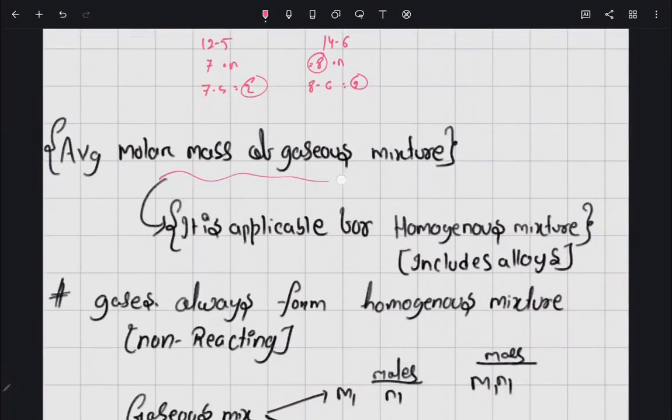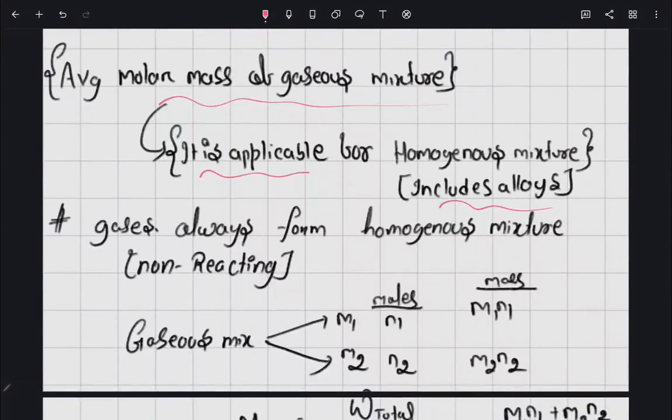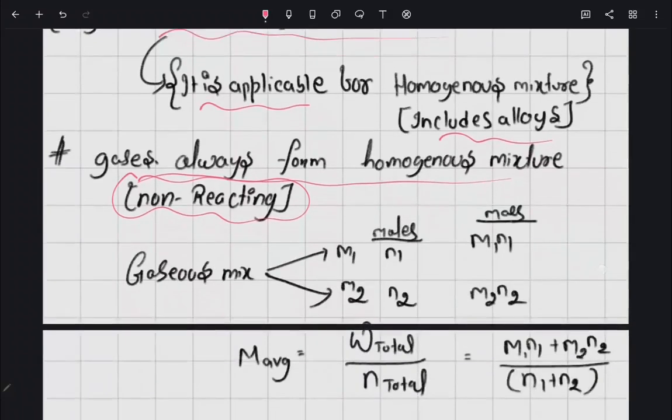Now, average molar mass of gaseous mixture. Children, here what we are trying to tell you is that it is applicable for all homogeneous mixtures, including alloys also. Gases always form homogeneous mixtures, which are non-reacting. So you should talk only about those gases that make a homogeneous mixture and are non-reacting in nature. And we know gases always form homogeneous mixtures. I believe you have read this in your childhood, so I don't have to explain.